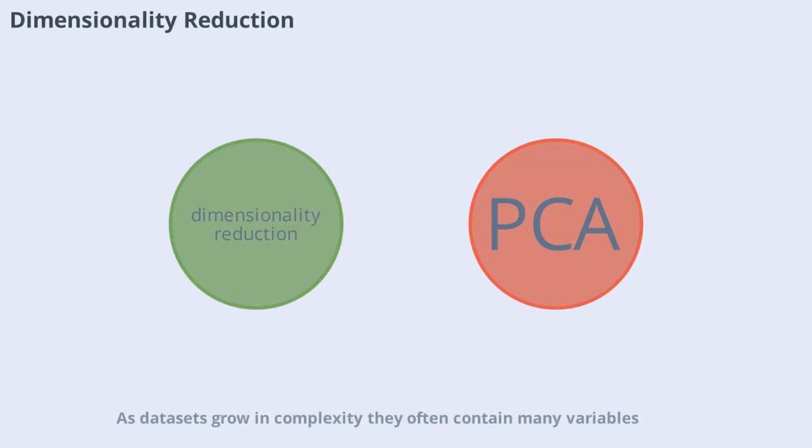As datasets grow in complexity, they often contain many variables, some of which may be redundant or irrelevant. Dimensionality reduction techniques such as principal component analysis (PCA) help simplify the data by reducing the number of features while preserving important information. This not only makes analysis more efficient but also helps prevent overfitting, where models perform well on training data but poorly on new data.